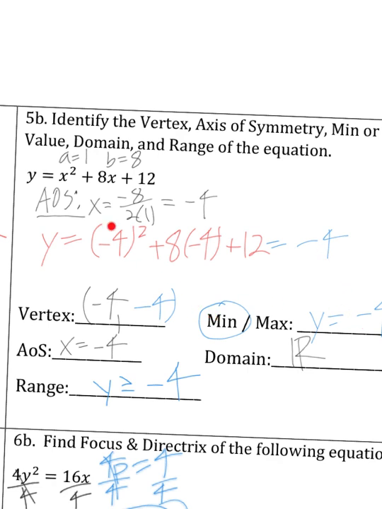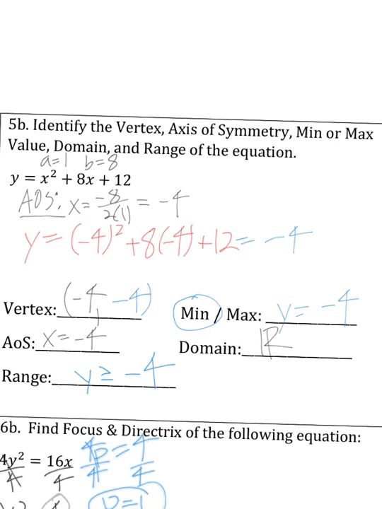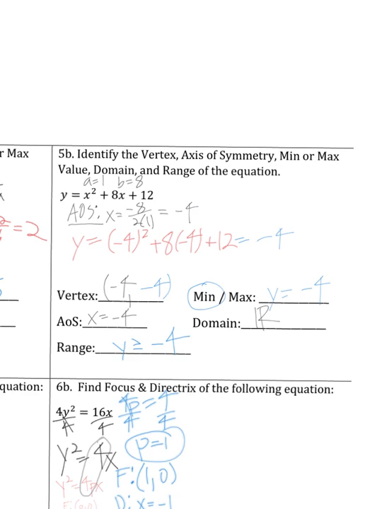And I wrote a minimum point because that a was positive, so the graph is going to open up. Something you can verify by typing it in and graphing it if you're ever unsure. So that's why I put minimum. Domain's always all real numbers for quadratic, and then since it's opening up, y is greater than or equal to negative 4 for the range.